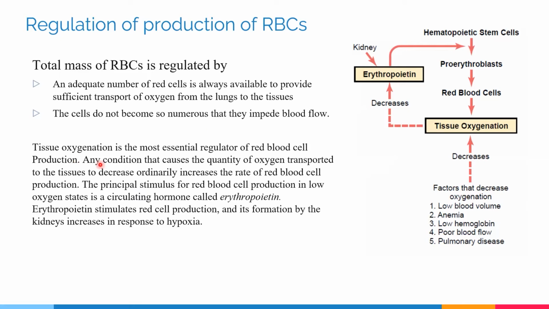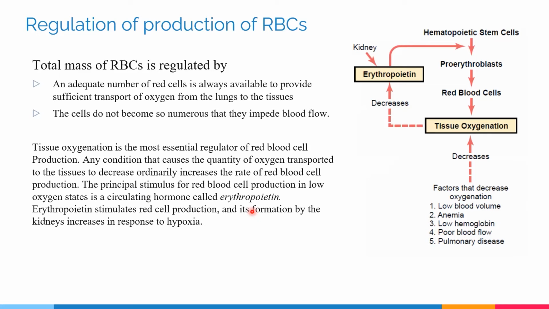Tissue oxygenation is the most essential regulator of RBC production, as is obvious, because that is the major function of the RBCs. Any condition that causes the quantity of oxygen transported to the tissue to decrease ordinarily increases the rate of RBC production. So in case there is less oxygen reaching the tissue, the rate of RBC production increases. The particular protein that controls all of this is known as erythropoietin. The principal stimulus for RBC production in a low oxygen state is a circulating hormone, which is known as erythropoietin.